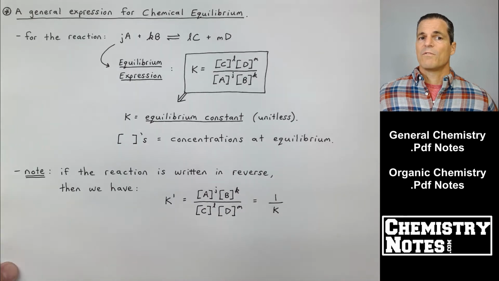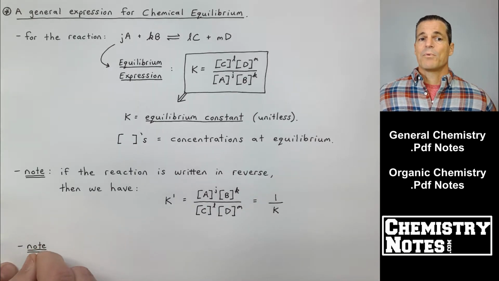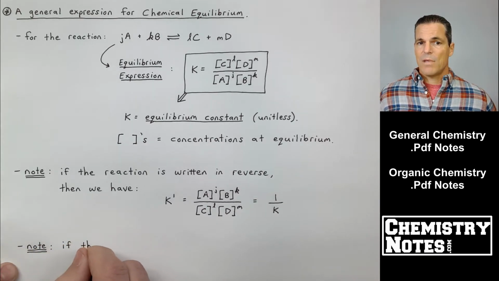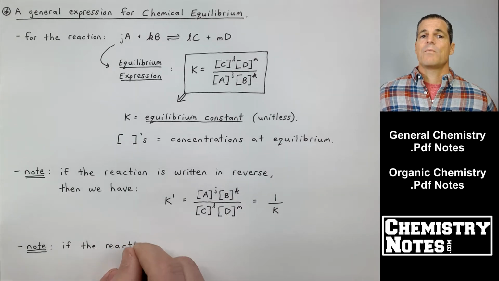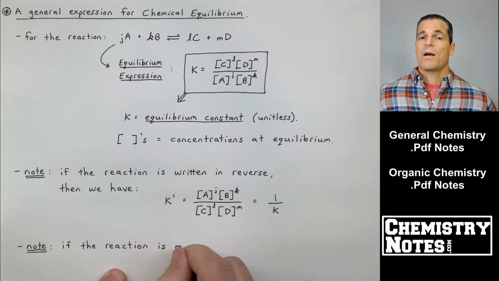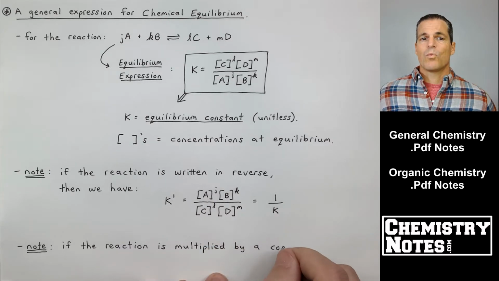Now, if the reaction is written in reverse, then we would have K prime equals the concentration of A to the power of J, concentration of B to the power of K, and the whole thing is just flip-flopped, so K prime is 1 over K. All right?